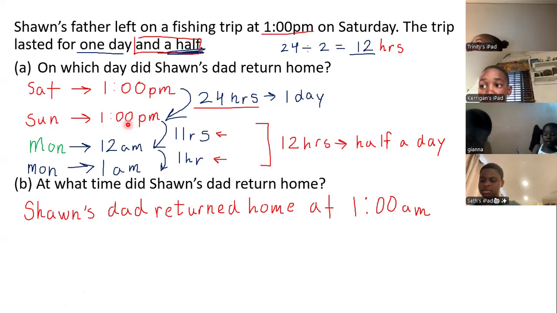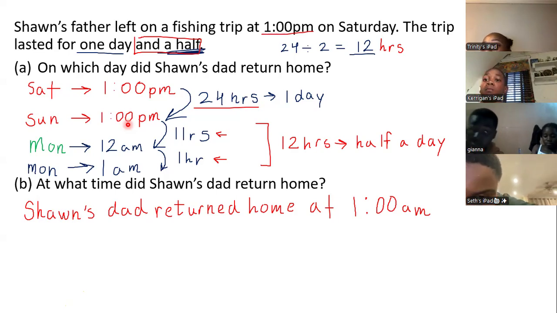Najara. Since there's 24 hours in a day, but we still need a half. So there's 12 hours in half a day. So there's 11 hours from Monday to 12 a.m. and 1 hour for Monday, 1 a.m. So he returned home at 1 a.m. on Monday. Very good. And who else wanted to explain again?